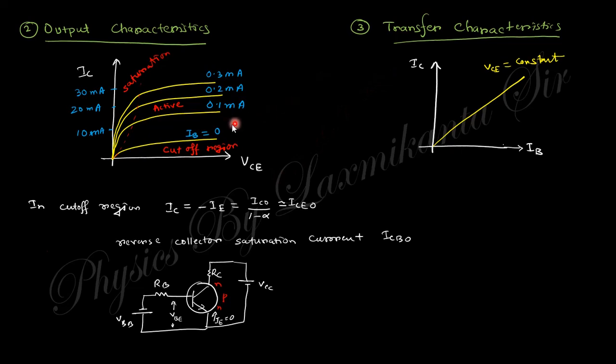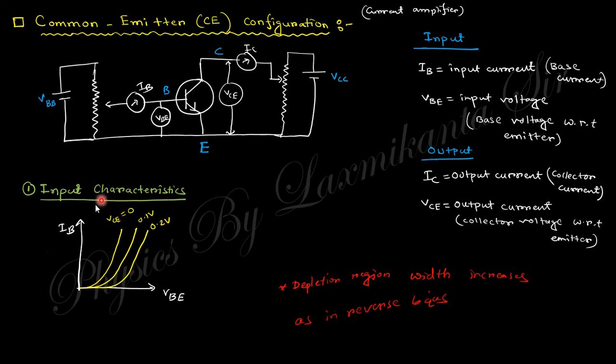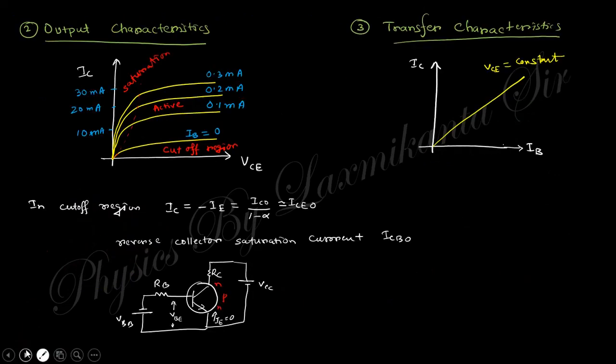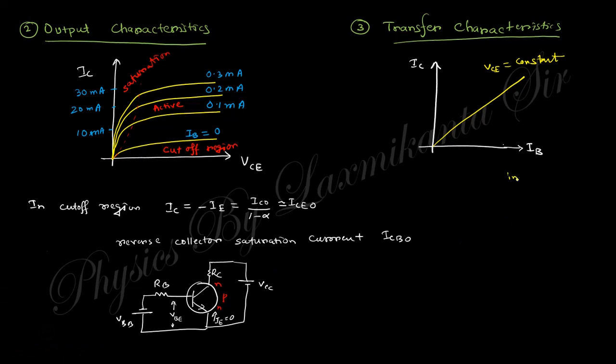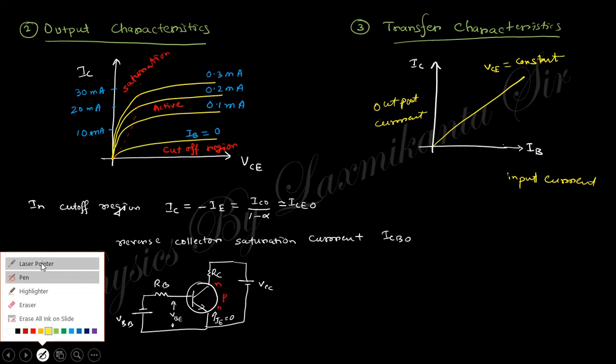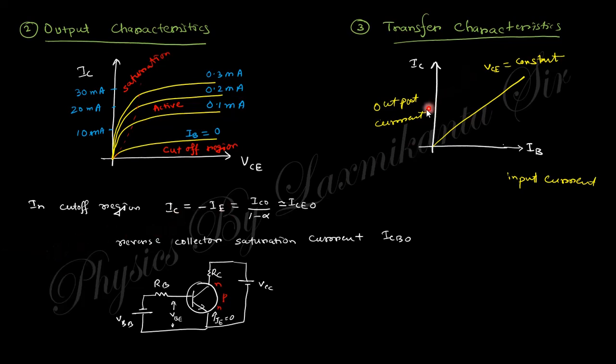If we consider the transfer characteristics, meaning input and output together: this was the output characteristics, and this one is the input characteristics. If you combine these two, IB is the input current and IC is the output current. So the input versus output curve will be drawn right here. That's why this is called transfer characteristics, because it is a combination of input and output, right?